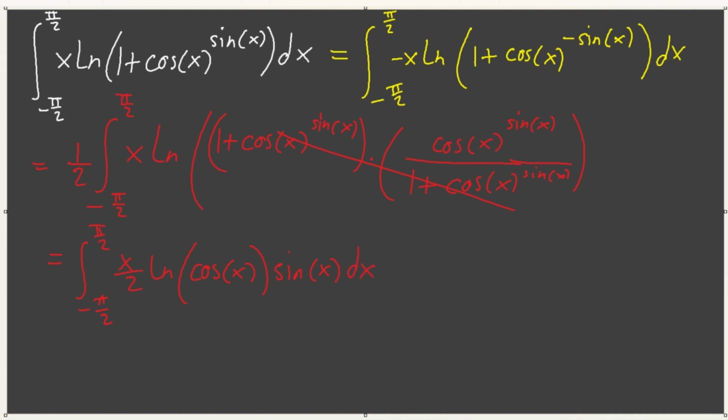Okay, and of course this is an even function. Awesome. 0 to pi over 2. We have x sine of x ln of cosine of x dx. Now what?